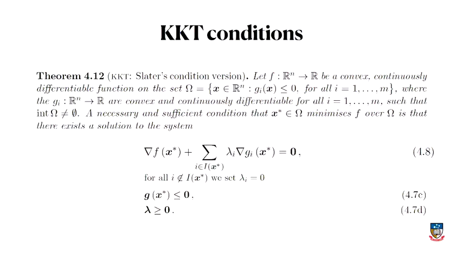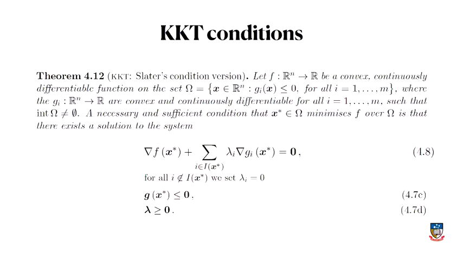So let's just remember what the theorem is. We have a bunch of conditions here, and the idea is that a necessary and sufficient condition that x star is a minimizer of f over some convex set, omega, is that there exists a solution to this big system of equations that we've got written here. So this is an if and only if theorem, so we need to prove this in both directions.